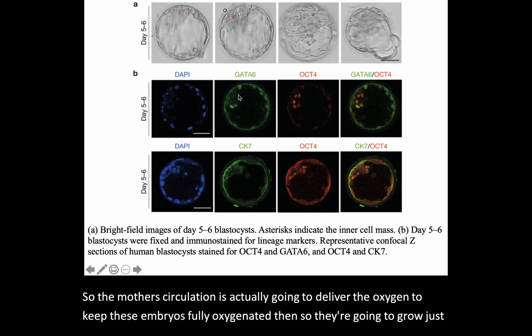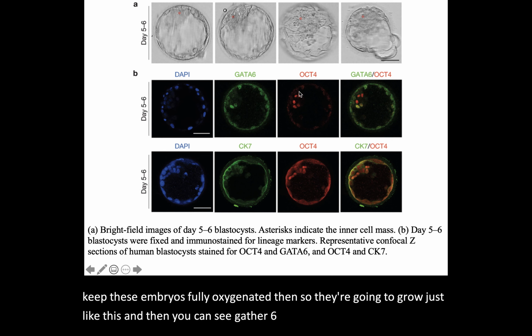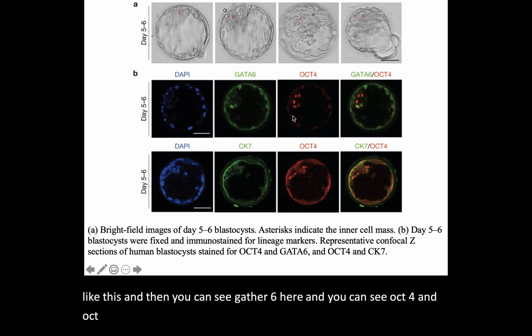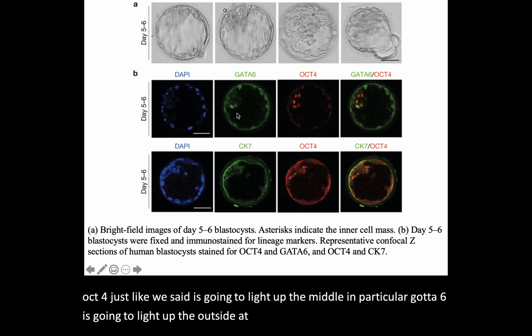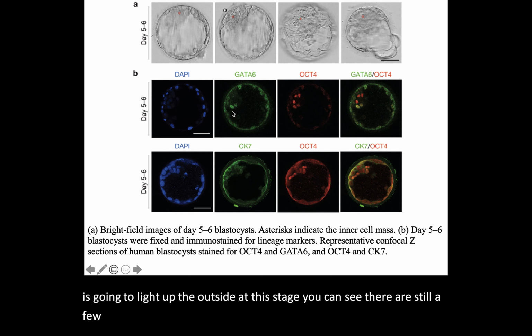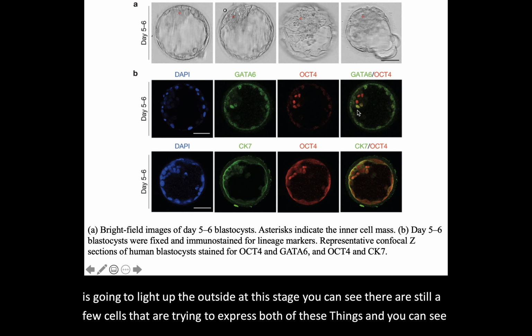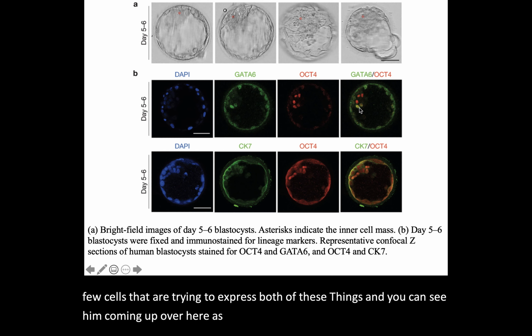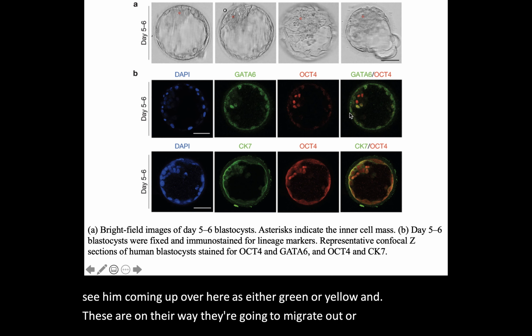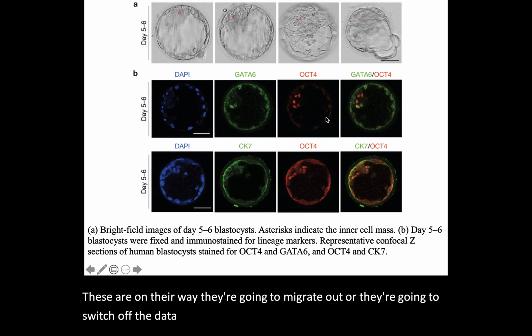Then you can see GATA6 here, and you can see OCT4. And OCT4, just like we said, is going to light up the middle in particular. GATA6 is going to light up the outside. And at this stage, you can see there are still a few cells that are trying to express both of these things. And you can see them coming up over here as either green or yellow. And these are on their way. They're going to migrate out, or they're going to switch off the GATA6 and just make the OCT4.